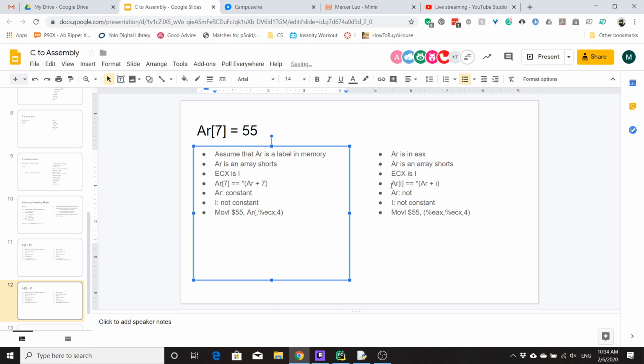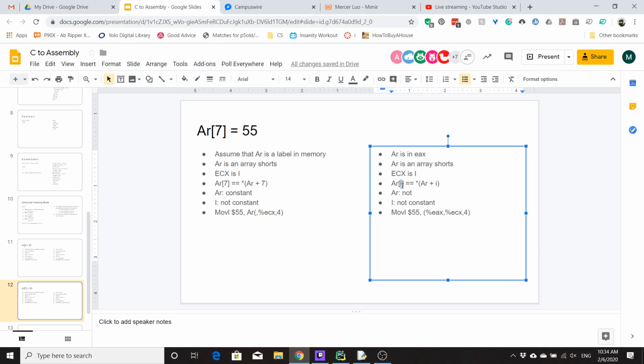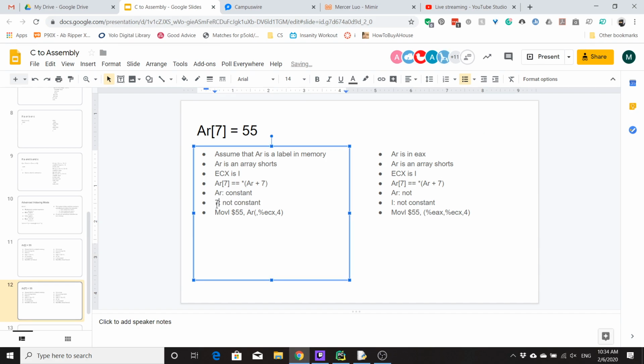Now, in this expression, AR plus 7 on the left-hand side, assuming that AR is a label, what parts are constant? Is AR going to be constant? Yeah, it is, because it's a label, right? What about 7? Is it constant? Yes. So since these are both constants, where do they have to appear? They have to all be in the displacement field, right?